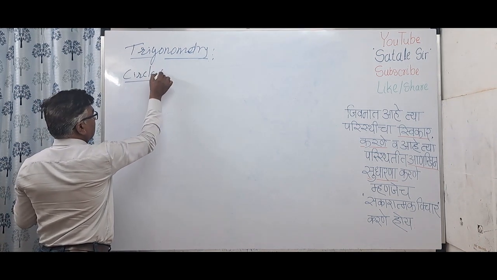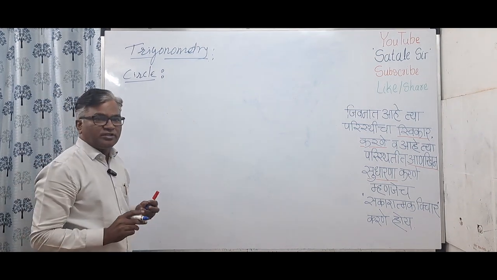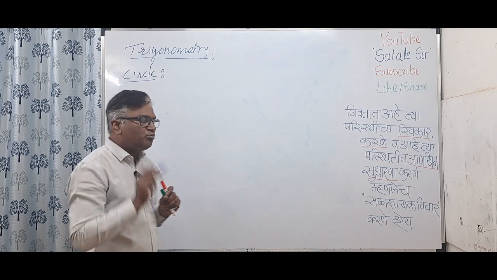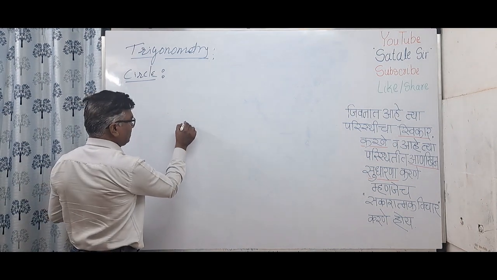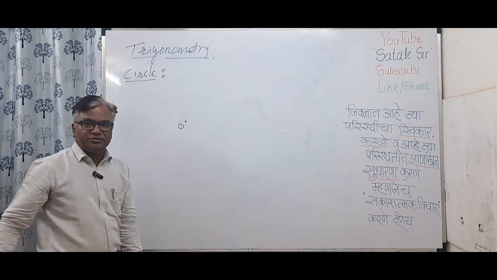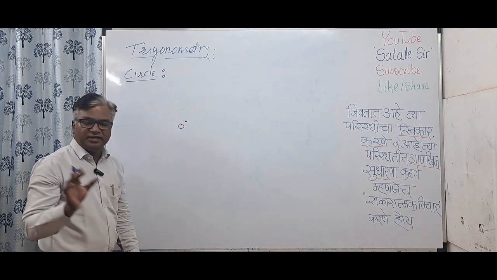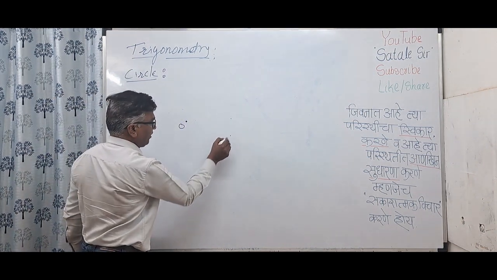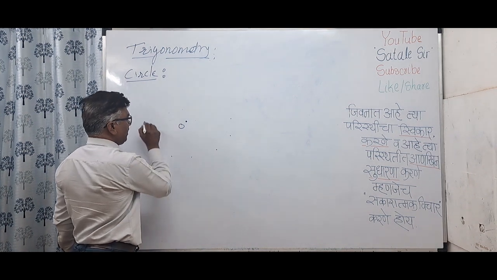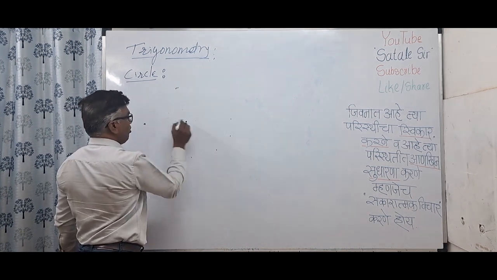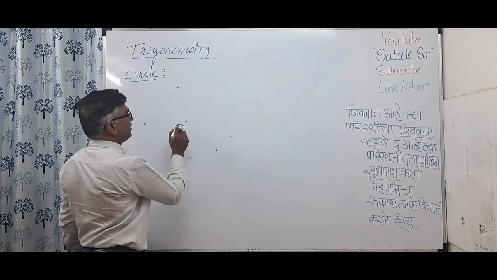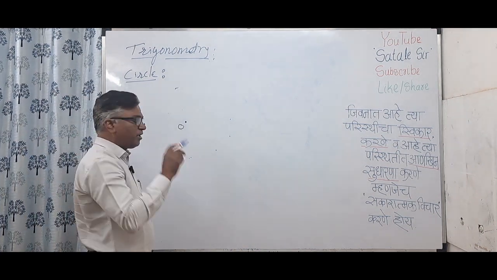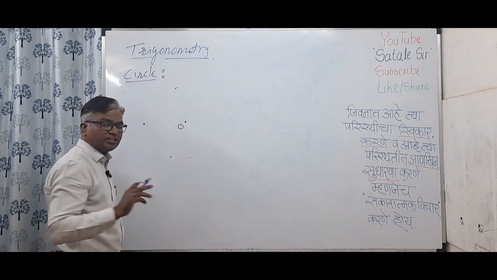A circle is a locus of points which are equidistant from one point. Let us suppose I am considering one point O, and I draw a number of points which are at equal distance from this point O. So you can have a number of points here like this, infinite points. All these points are at equal distance from point O. The locus of such points is called a circle.